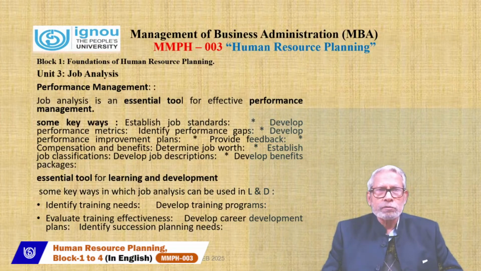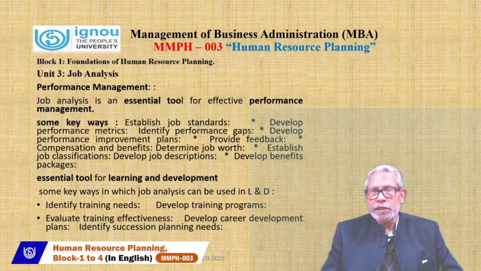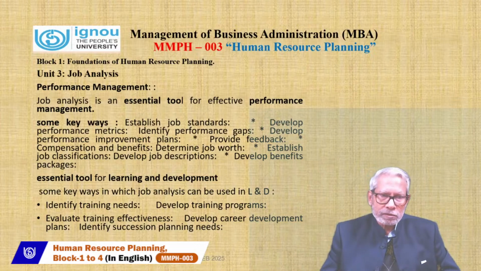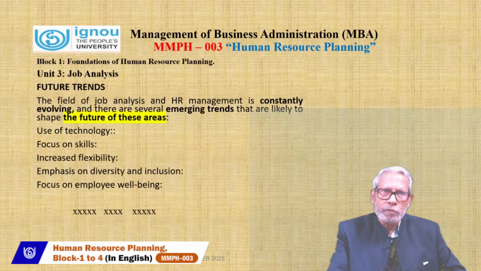Finally, what are the tools for learning and development? Some of the key ways for learning and development are to identify the training needs. What type of training is really required? Develop the training programs. Then evaluate the training effectiveness. Develop the career development plans and identify the succession plan, etc. So these are all the essential parts of training, learning and development.